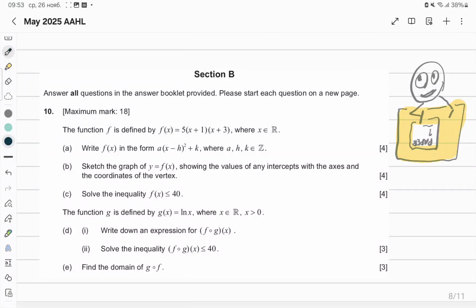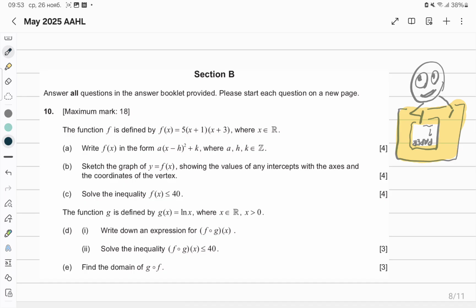Hello, in this video we're going to consider section B of paper 1, May 2025, Analysis and Approaches High Level paper. So let's start with reading the question. It is 18 marks. And basically, at first glance, this question looks very easy. Probably it's one of the questions that you should start the paper with.